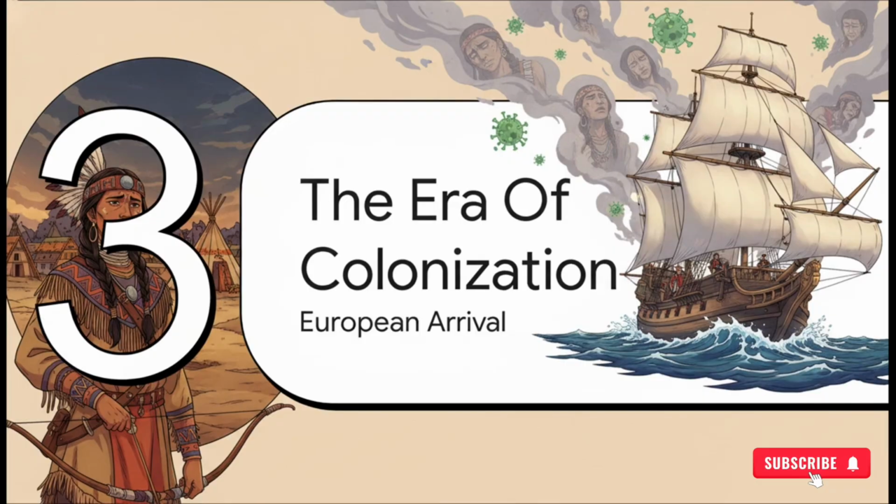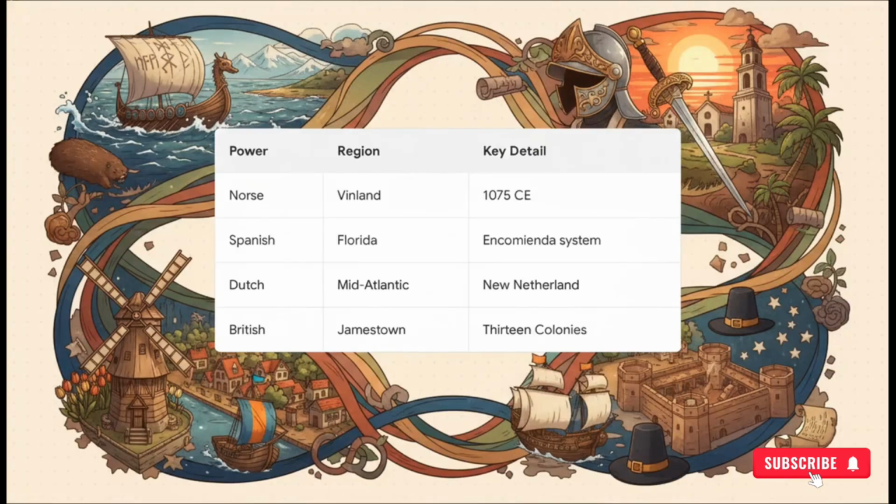That takes us right into Section 3, the era of colonization and European arrival. Now, when European colonization began, it collided with and tragically decimated these established indigenous societies, largely through war and horrific epidemics of new diseases like smallpox. Multiple European powers started carving up the land, and each injected their own distinct and often brutal layers into the continent's history. The very first recorded European mention was actually Norse explorers way back in 1075 CE, talking about Vinland.